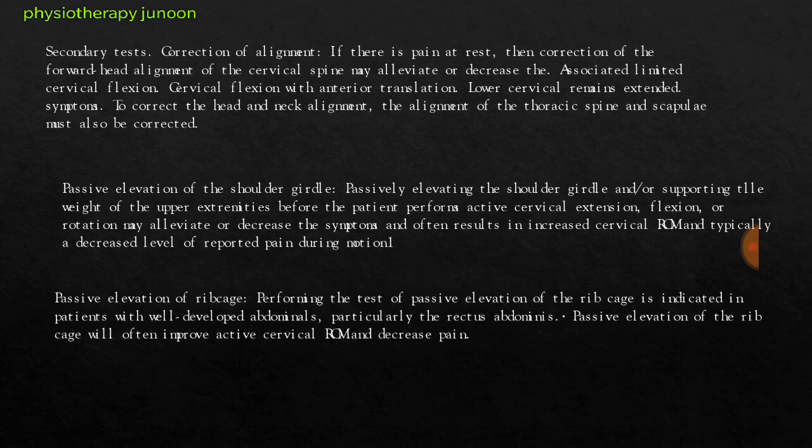Like passive elevation of the rib cage. Performing passive elevation of the rib cage is indicated in patients with well-developed abdominals, particularly the rectus abdominis. Passive elevation of the rib cage will often improve active cervical range of motion and decrease the pain.